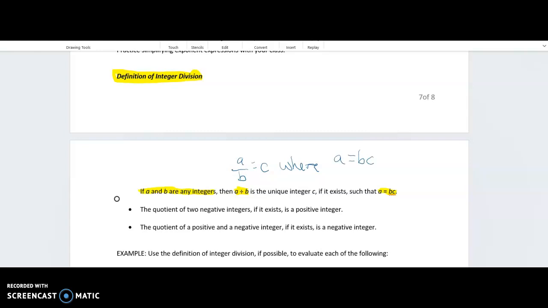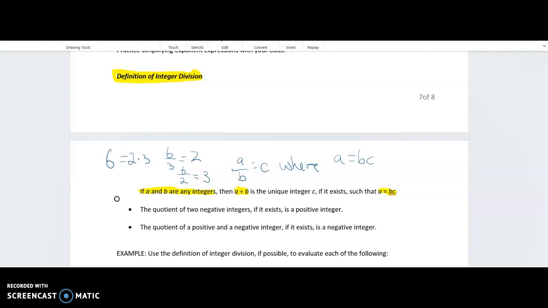So if I can multiply any two numbers b and c to get a number a, then that means I could take a and divide it by either of those numbers. So for example, if I have 6 is 2 times 3, then we can say that 6 divided by 3 equals 2, or 6 divided by 2 equals 3.